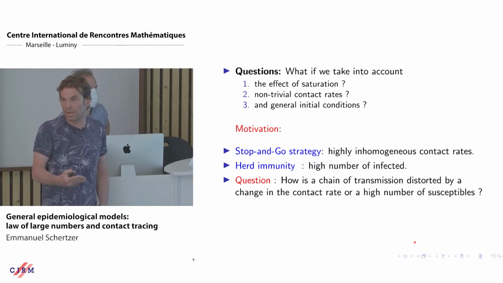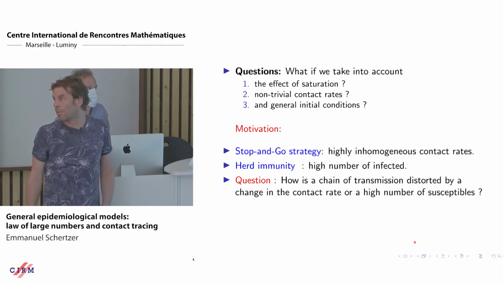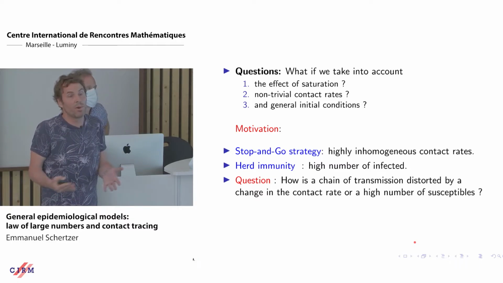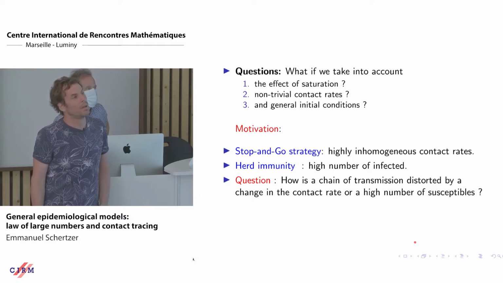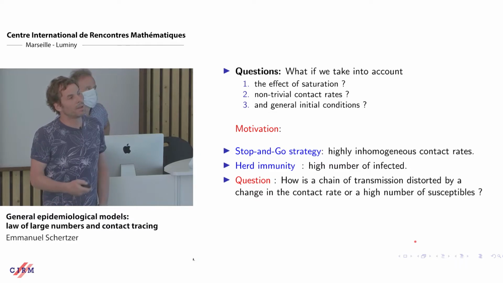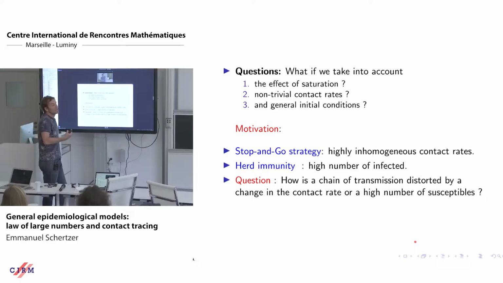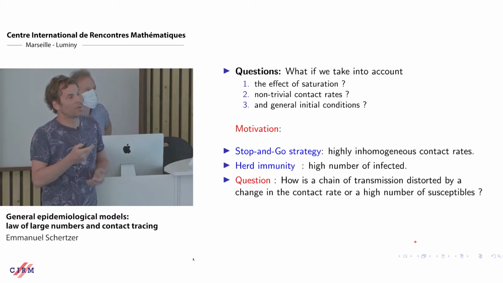Of course, this contact rate is very difficult to measure in practice. It's very difficult to see whether a lockdown works or not. And the hope is that using this type of result, this will give you an easy way to relate the change in the contact rate to contact tracing data. So that's what we have in mind when we are talking about this.